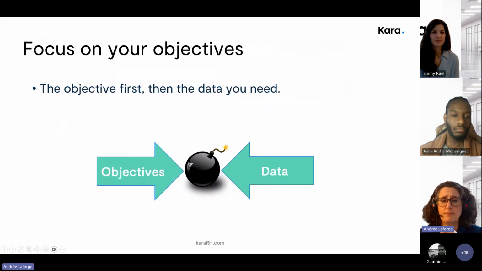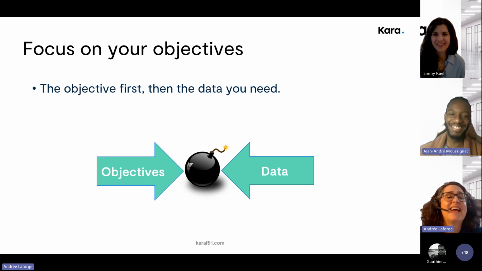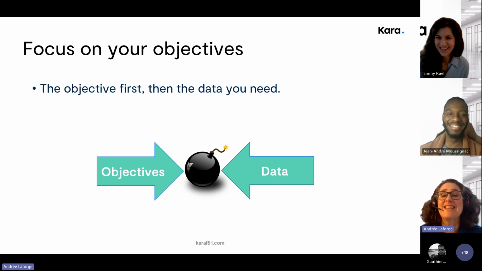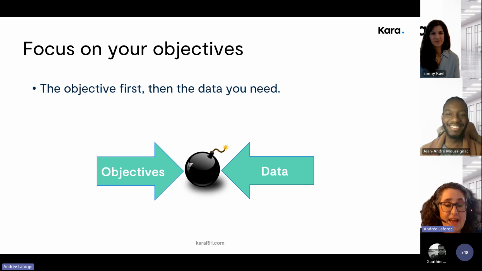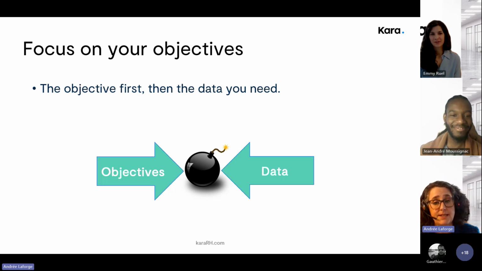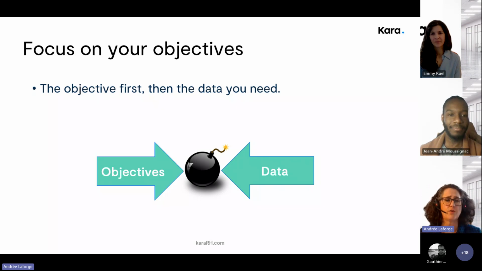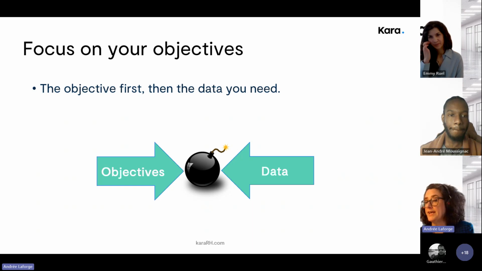So start by clearly defining and prioritizing business or HR objectives, and then assess the availability of relevant data. Don't start with the data. We've seen that with our customers. Sometimes they say, oh, we have all this data, let's build KPIs. That's not the good way to do it. You have to start with the objectives, and then you go see your data.